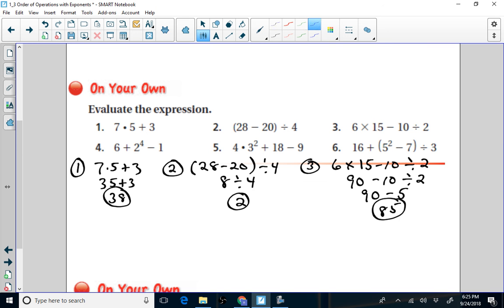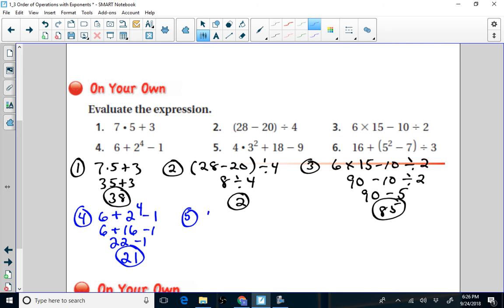All right, let's take a look at problem number 4. We have 6 plus 2 to the 4th power minus 1. I have to do my exponent first. 2 times 2 is 4, times 2 is 8, times 2 is 16. So this is 6 plus 16 minus 1. Addition and subtraction we do from left to right. So my 6 plus 16 has to be done first. So that's 22 minus 1, which would be 21.